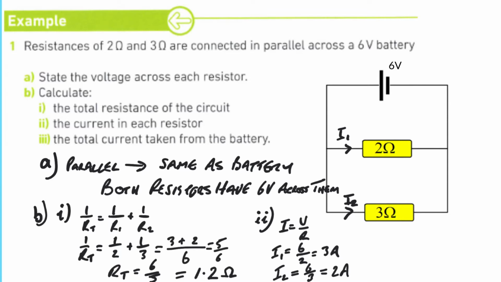And part 3 is the easiest bit, the total current taken from the battery. Well, these two currents, I1 and I2, come from the 6 volt supply, so they come down from that branch coming from the battery here. So both of these currents came down here. So we've got two currents leaving a junction here, I2 and I1. So I total here must equal the sum of I1 and I2. So that's going to be a total of 5 amps.